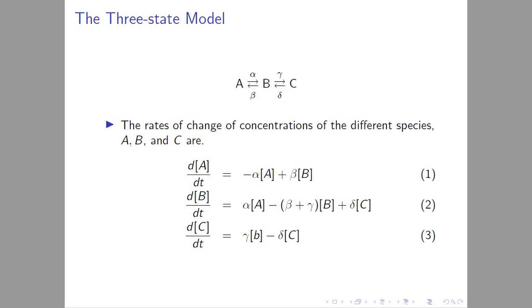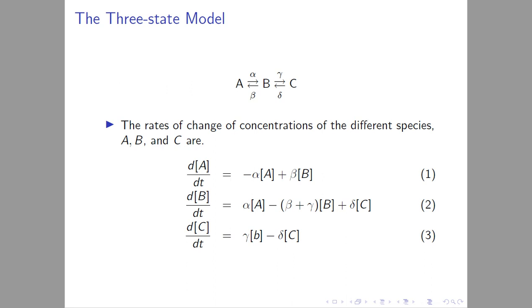Okay, so next is chapter number 9, I believe, the three-state model. So we will have A becoming B, and B becoming C. If the protein can interchange, then we have three different states.